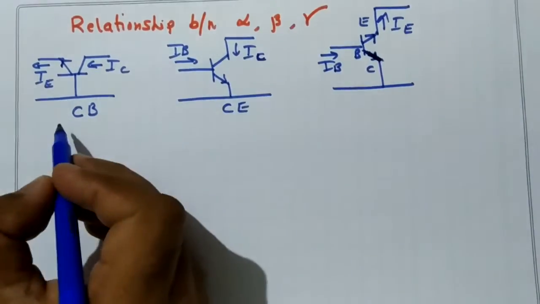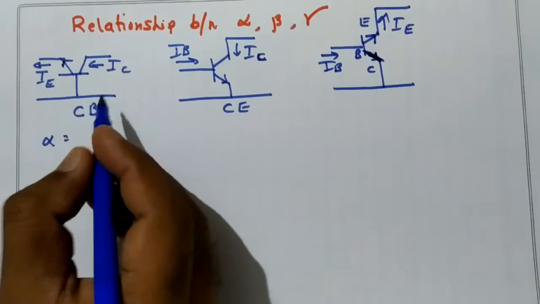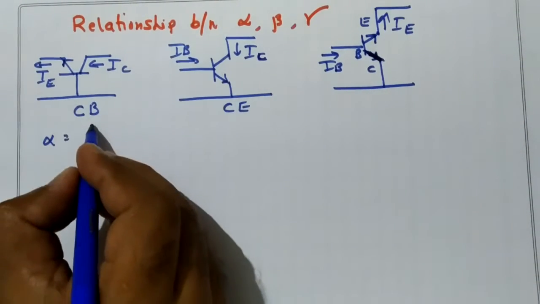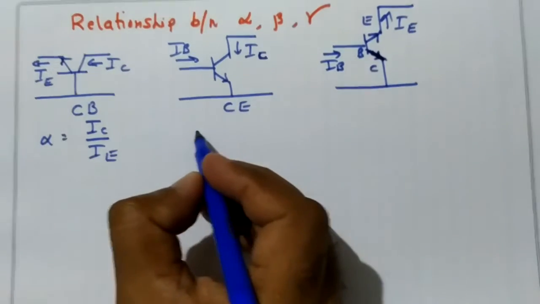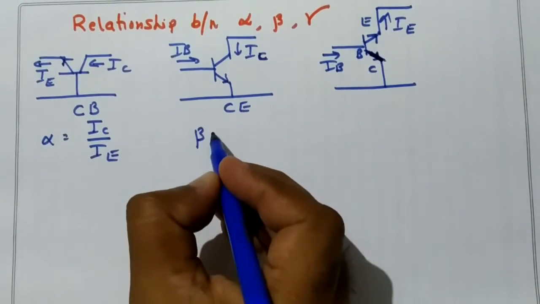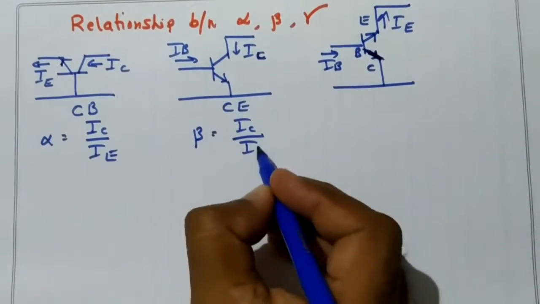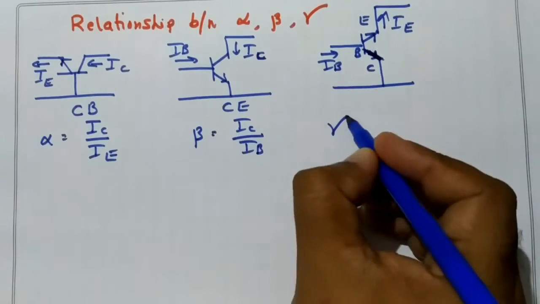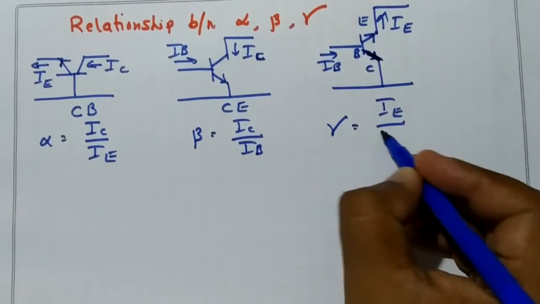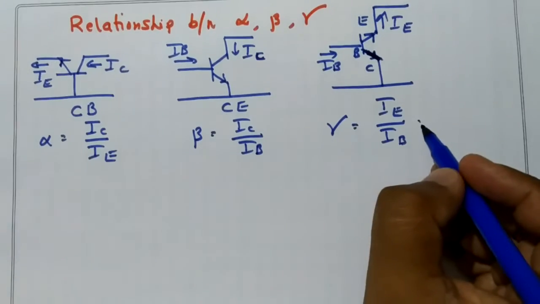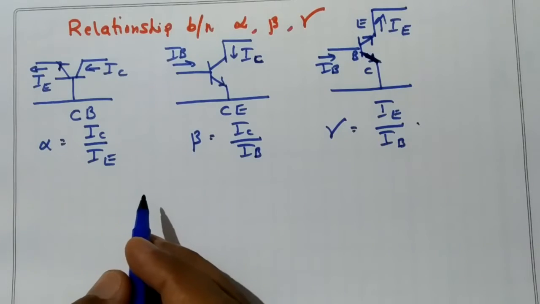Now here in this configuration, the current gain alpha is equal to output current divided by the input current, IC divided by IE. Here the current gain is called beta, that is equal to output current is IC, input current is IB. Here the current gain is gamma, that is equal to output current divided by the input current. Now we'll establish the relationship between alpha, beta and gamma.